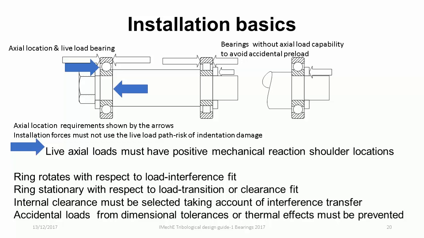So just to summarize that, the live axial loads which one bearing is taking must have positive mechanical retention by shoulders. If the ring rotates with respect to load, just to repeat that, it needs an interference fit. If the ring is stationary with respect to load, then a transition or clearance fit may be used, and that might be decided by assembly considerations. The internal clearance needs to be selected, taking account of interference transfer depending on what fits have had to be used, and accidental loads from dimensional tolerances or thermal effects must be prevented by design of the shaft and housing.